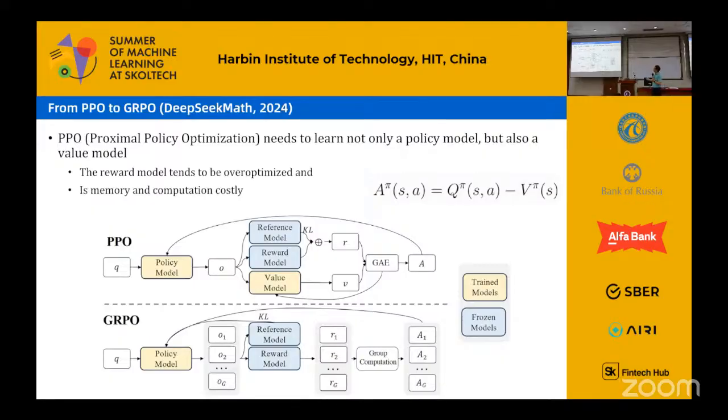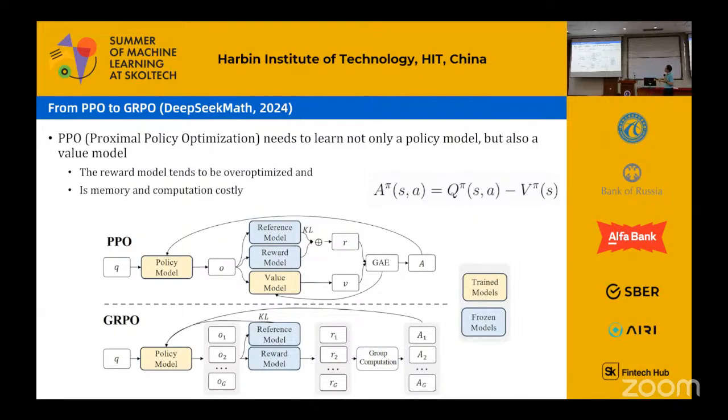And also, given that you have two large models to train, it tends to over-optimize or overfit those reward models, which may lead to reward hacking. So that's how PPO works.